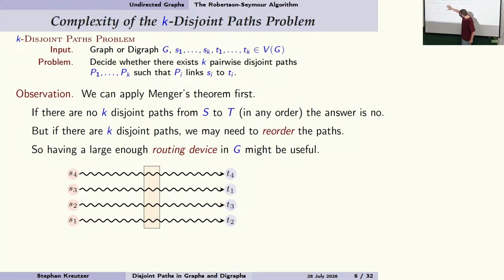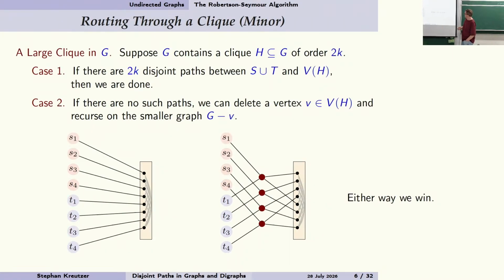It would be nice if somewhere in the middle we had a kind of routing device, whatever this is for the moment, so that the path goes through this thing, and in here we could rearrange them in any particular way we need. So that certainly would be useful to have. Well, I haven't specified what the routing device might be. But clearly, if this path were to go through a large clique, for instance, that would probably be a useful thing to have.